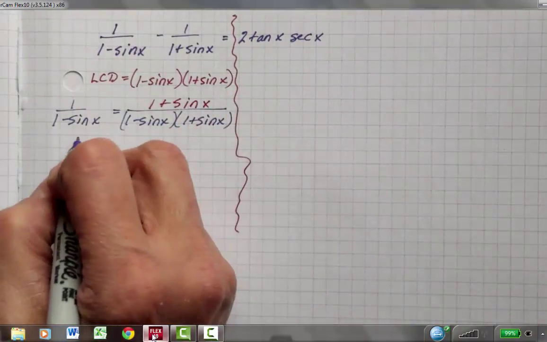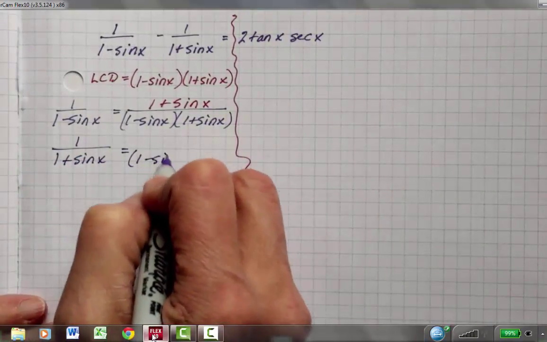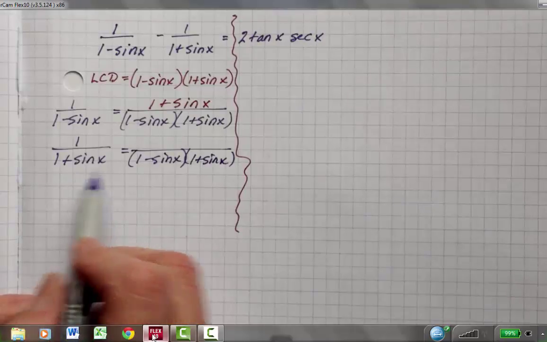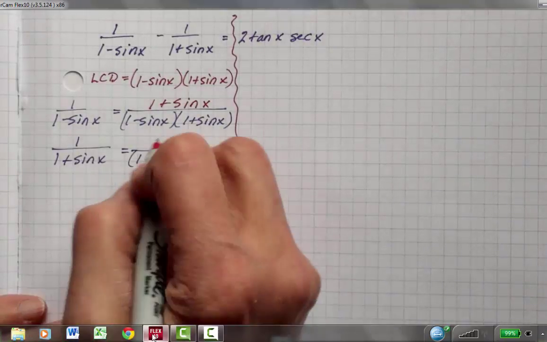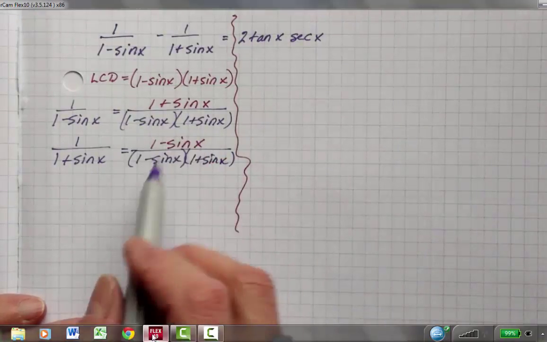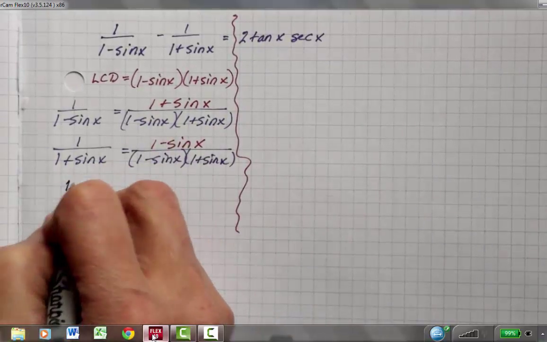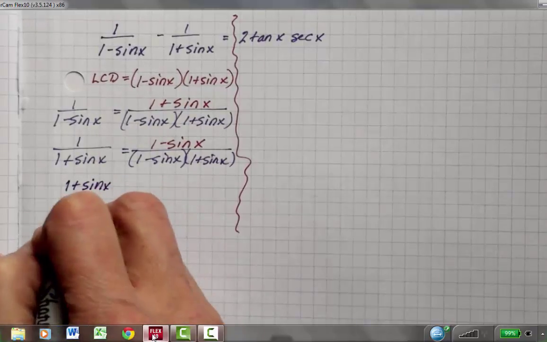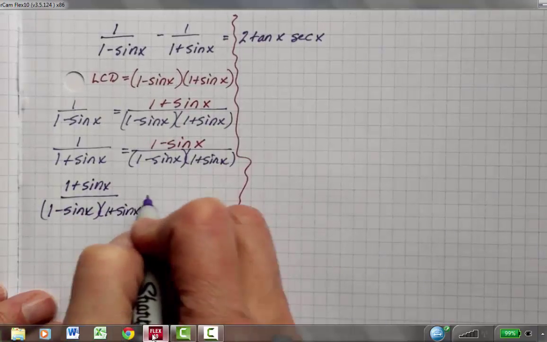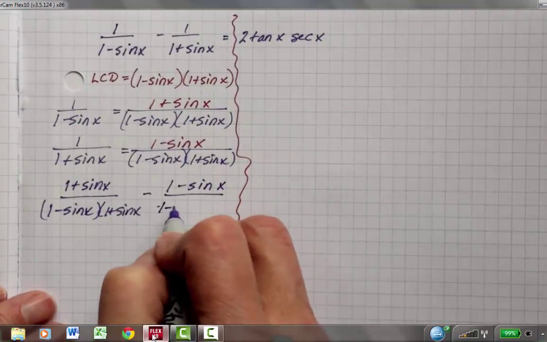And we're going to do the same thing with the second fraction. Again, what do we need to do to the denominator to get the LCD that we have? We needed to multiply by 1 minus sine x. So that's what we're going to do in the numerator. Multiply it by 1 minus sine x. Now that we have a common denominator, we can combine our numerators. So the first numerator is going to be 1 plus sine x over this LCD minus my second numerator is 1 minus sine x over the same LCD.